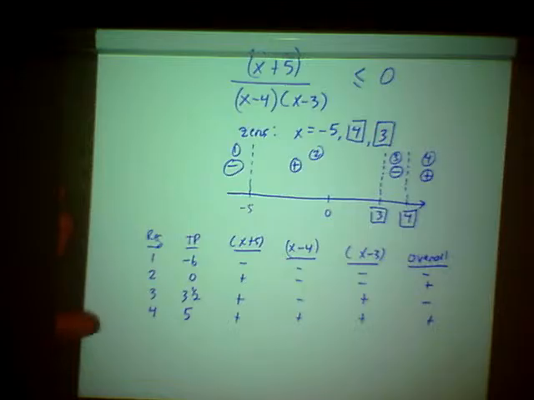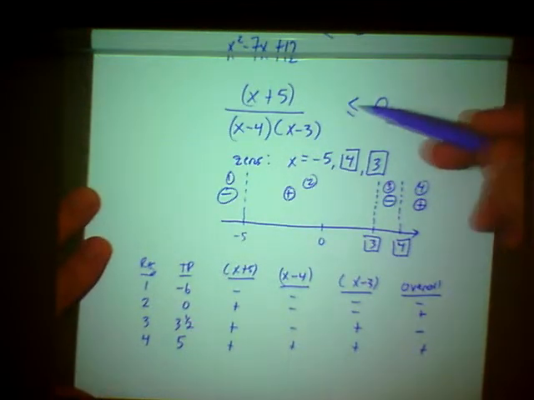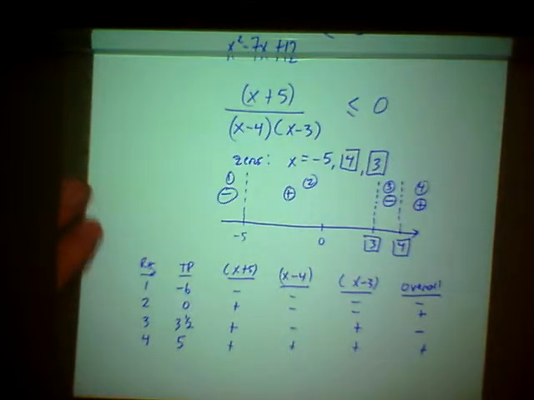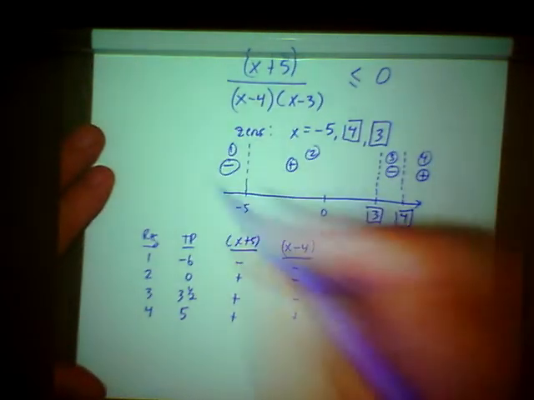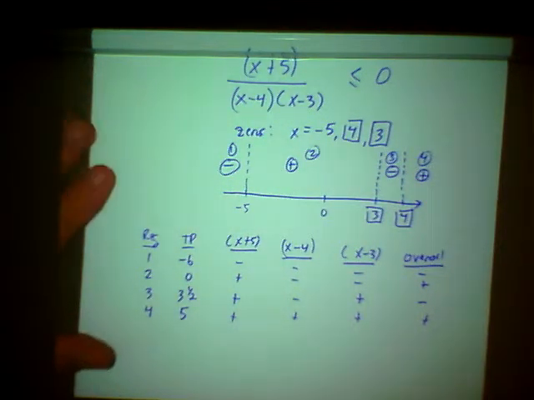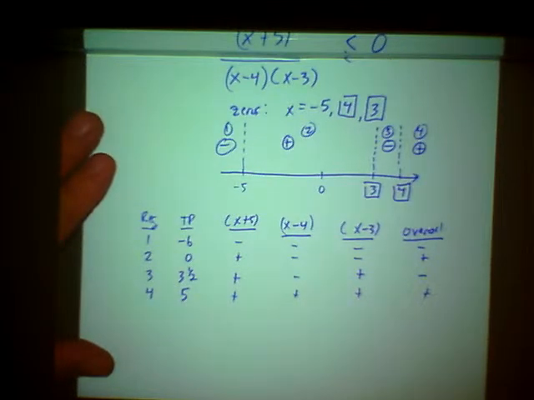So now I go back and I look, and I'm trying to figure out when this thing is less than or equal to 0. So in a sense, I'm trying to figure out where it is negative or equal to 0. Well, the negative regions are region 1 and region 3. So let me write down what would seem to be a normal or natural solution, and then we're going to talk about it.